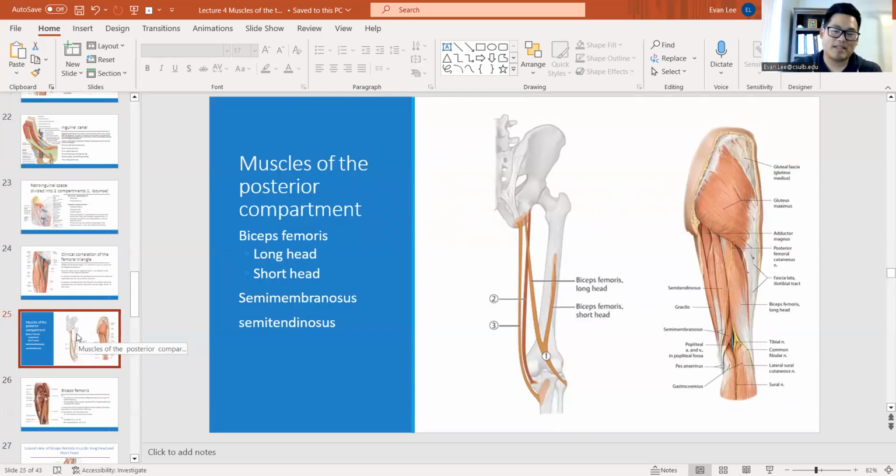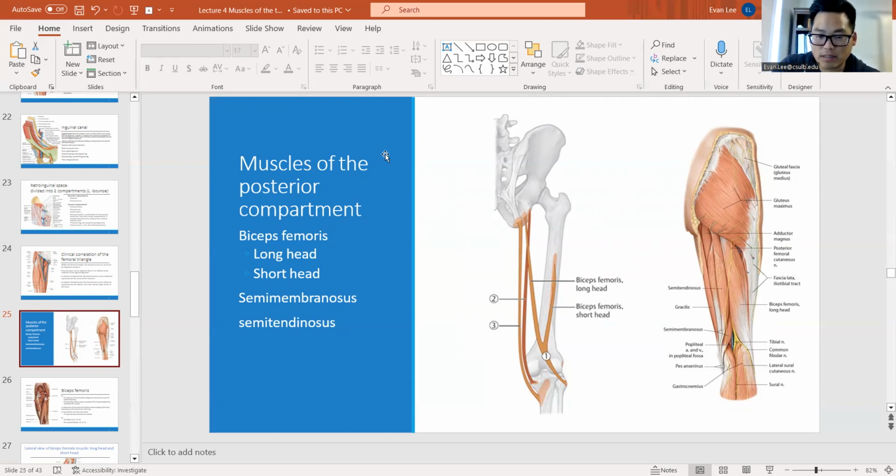So the posterior compartment is going to actually only include 3 muscles. You're going to have a single muscle with 2 heads, which is called the biceps femoris. And then you'll also have a pair of muscles, one on top of the other, which are semimembranosus and semitendinosus. So biceps femoris. Just like we had a biceps in our arm, which was biceps brachii, biceps femoris is a biceps muscle or two-headed muscle in the thigh instead.